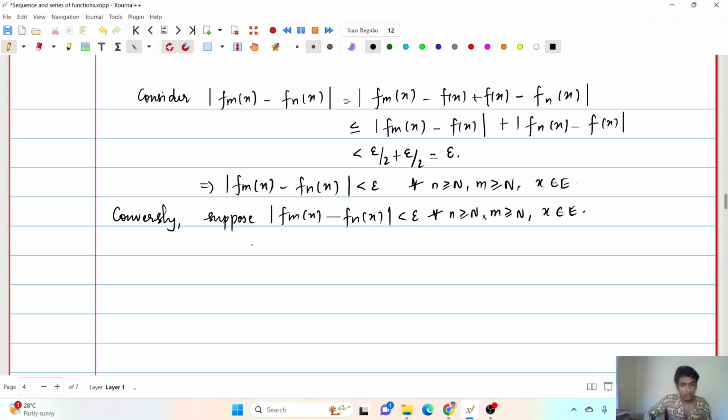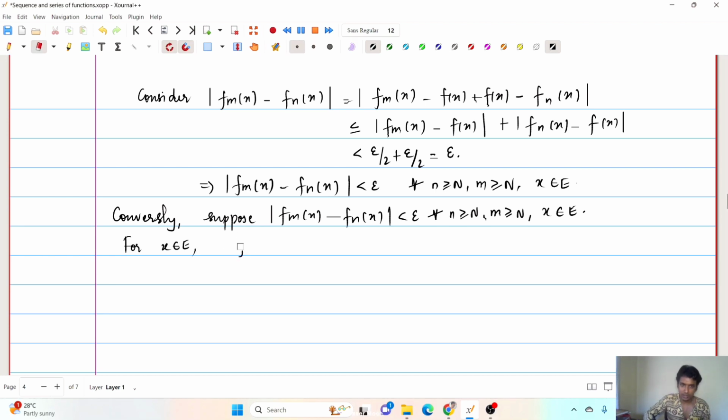Since it is a Cauchy sequence, let us just fix x in E. We are supposing, so for every x in E, we are taking a particular x, but it can be done for any x.